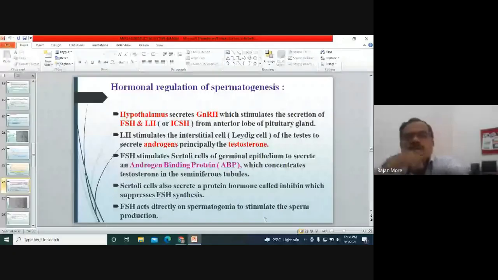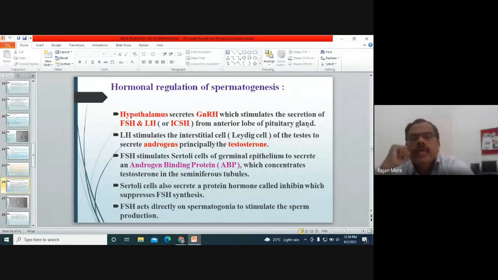The next point from the syllabus is the hormonal regulation of spermatogenesis. The hypothalamus secretes the gonadotropin releasing hormone, which stimulates the secretion of FSH and LH, also called the interstitial cell stimulating hormone, ICSH, from the anterior lobe of the pituitary gland.